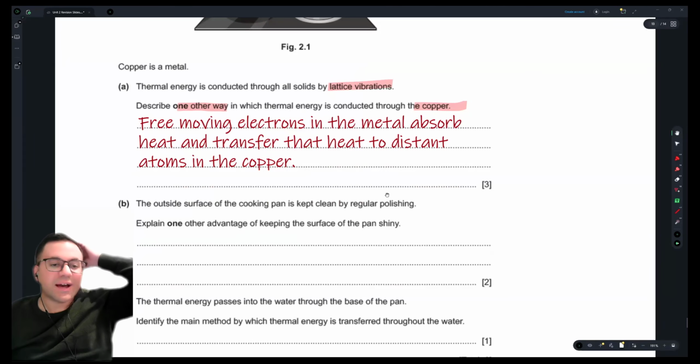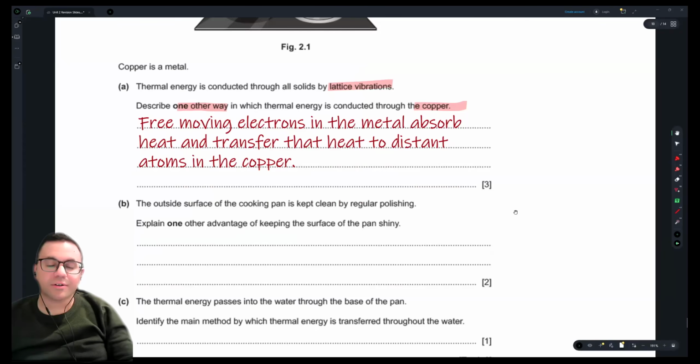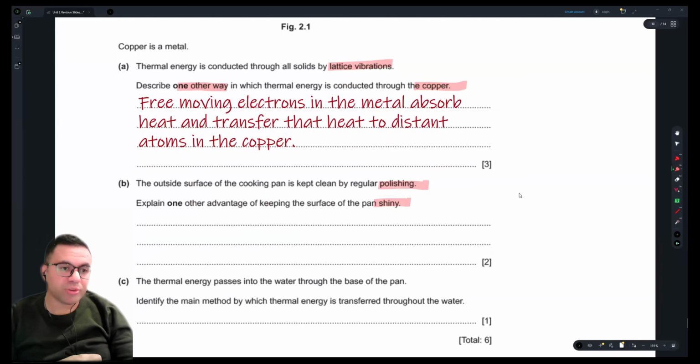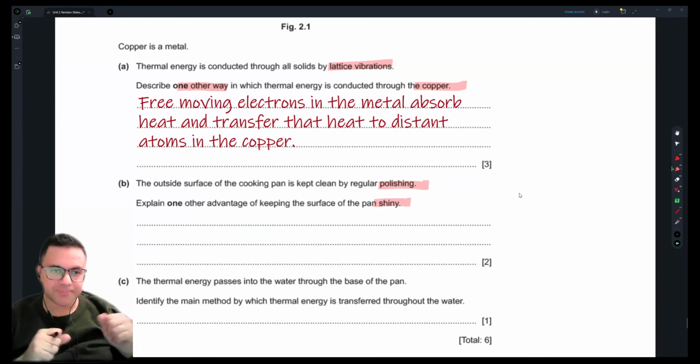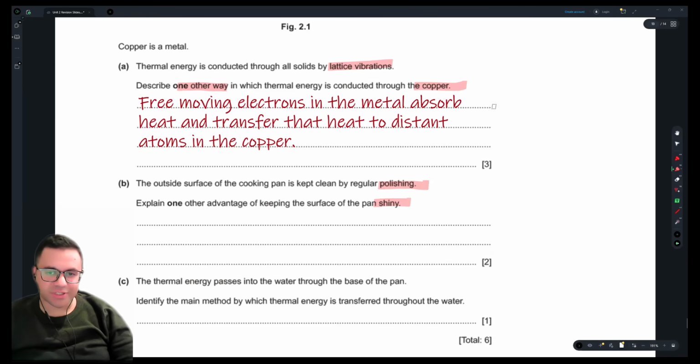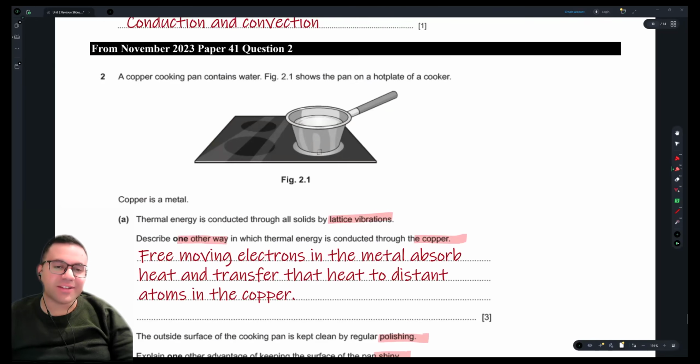Now, the outside surface of the cooking pan is kept clean by regular polishing. The moment you see the word polish or shiny or black, know that you're going to be talking about radiation. Explain one other advantage of keeping the pan surface shiny. Wait a second. Shiny things are bad emitters of radiation. They're poor emitters of radiation. But how is that an advantage when we cook?